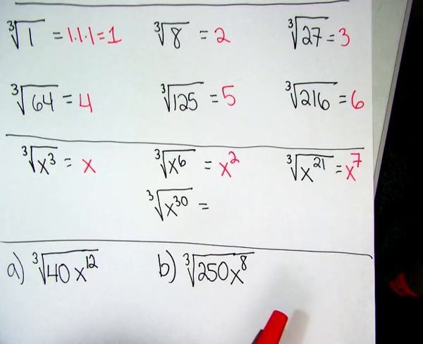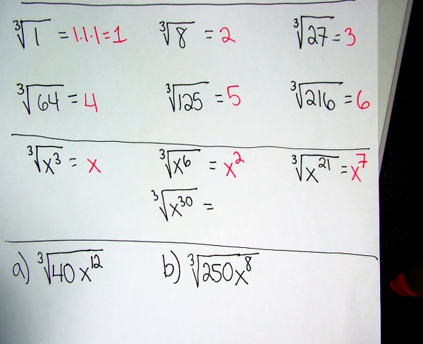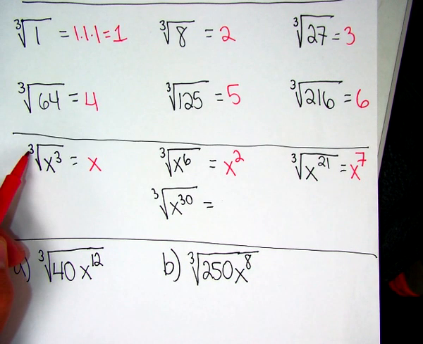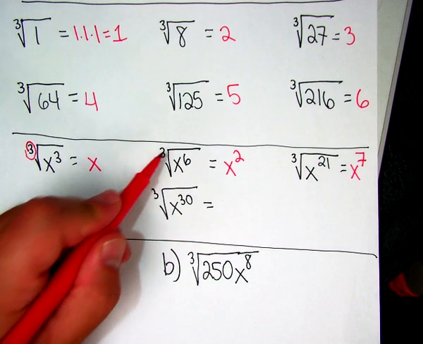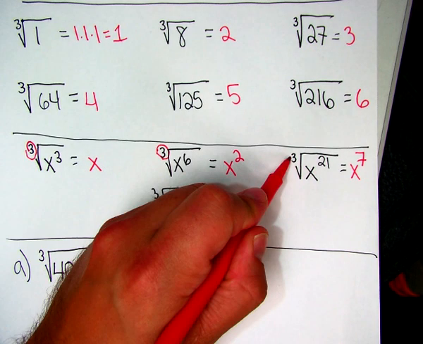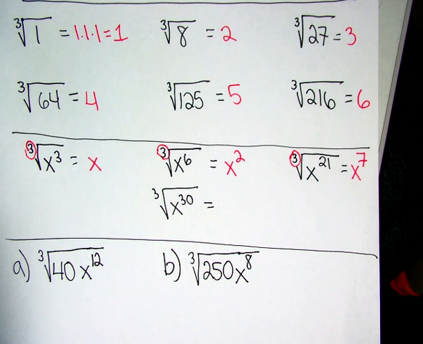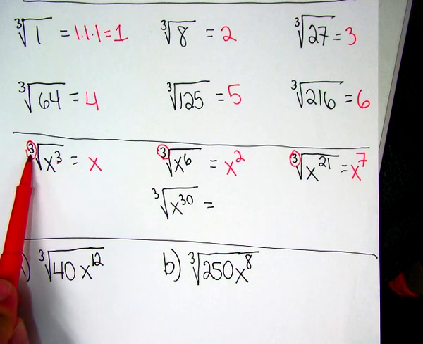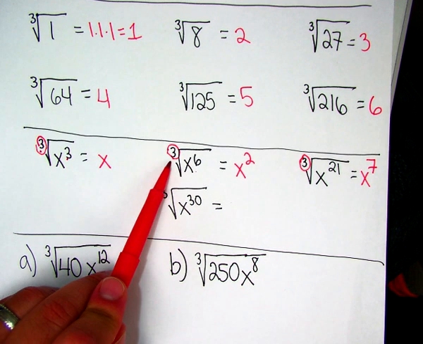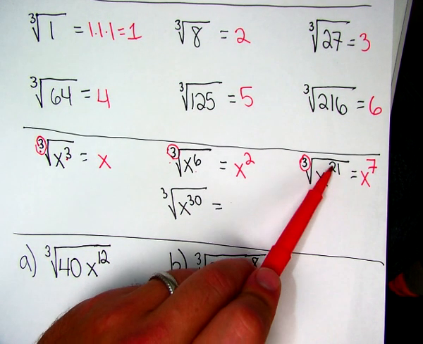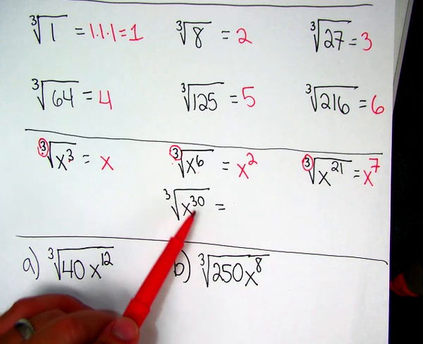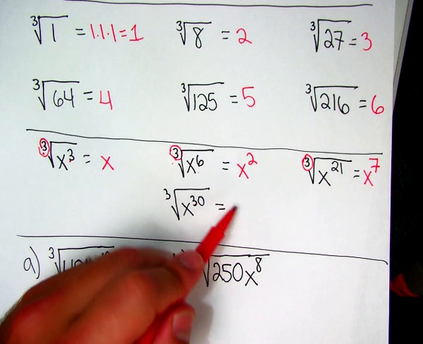When it comes to the variables, these are identical in the way that they're worked. The only change is that instead of having a 2 out here, we have a 3 on the outside. Because we have a 3, we're not going to say, is the value divisible by 2? We're going to say, is it divisible by 3? So 3 divided by 3 is 1. 6 divided by 3 is 2. 21 divided by 3 is 7. So 30 divided by 3, this would be x to the 10th.